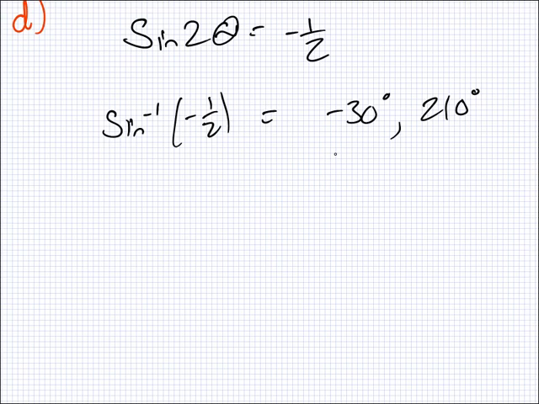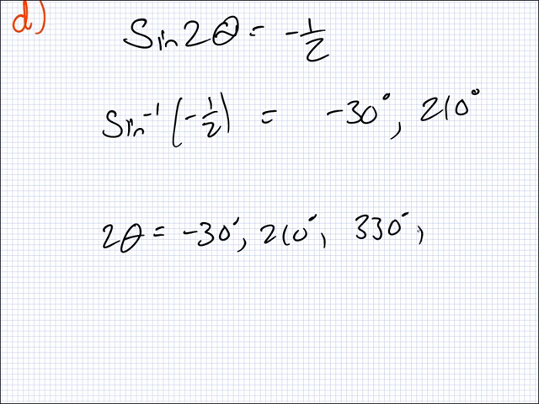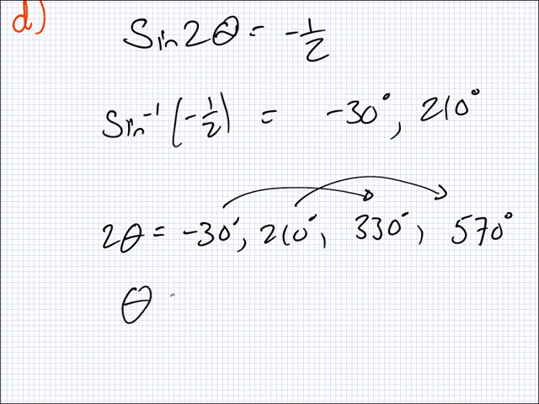Well, no, what's the next step? You have to make 2 more answers. So 2 theta could be minus 30, 210, 330, or 570, if you add 360. Yeah, that's right. Not yet. What's next? Divide by 2. So 105? 165? 285? Yeah.